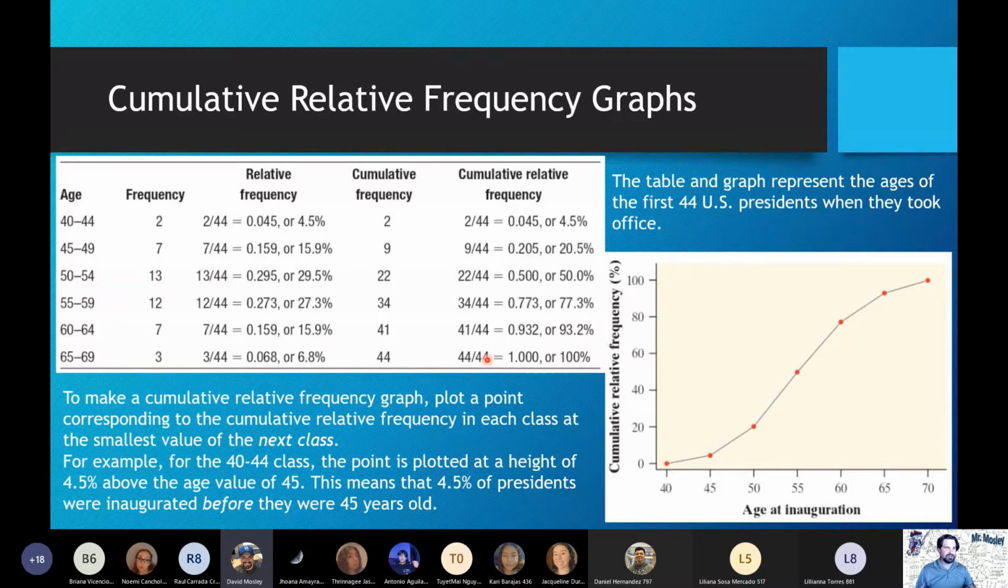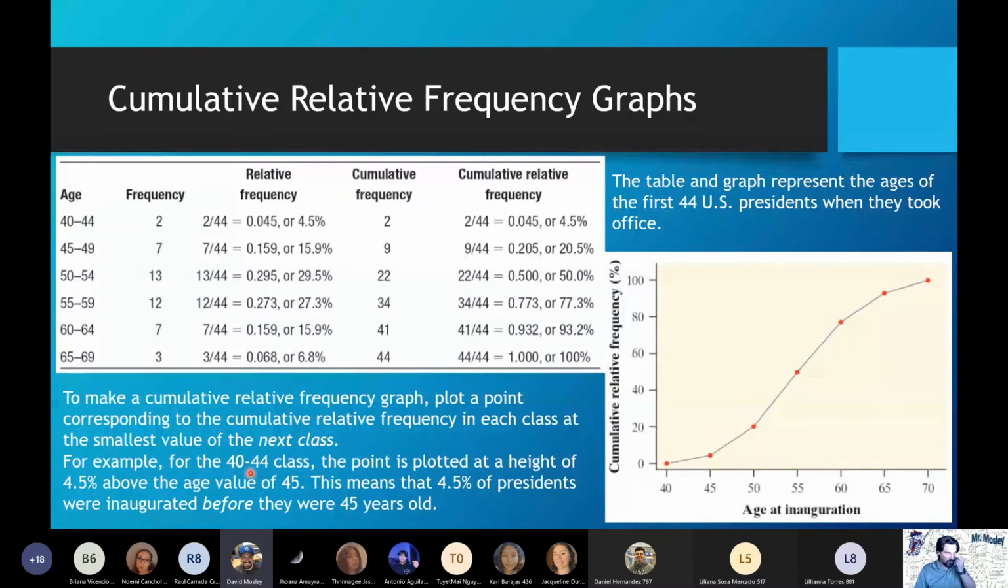Then to make our cumulative relative frequency graph, we use these percentages. Right? And it creates what we see here, which is this kind of curve that allows us to identify percentages and percentiles. Right? So to make a cumulative relative frequency graph, you're going to plot a point corresponding to the cumulative relative frequency in each class at the smallest value of the next class. So this point here at 45 is the point for the class of 40 to 44. Right? So and that's this example.